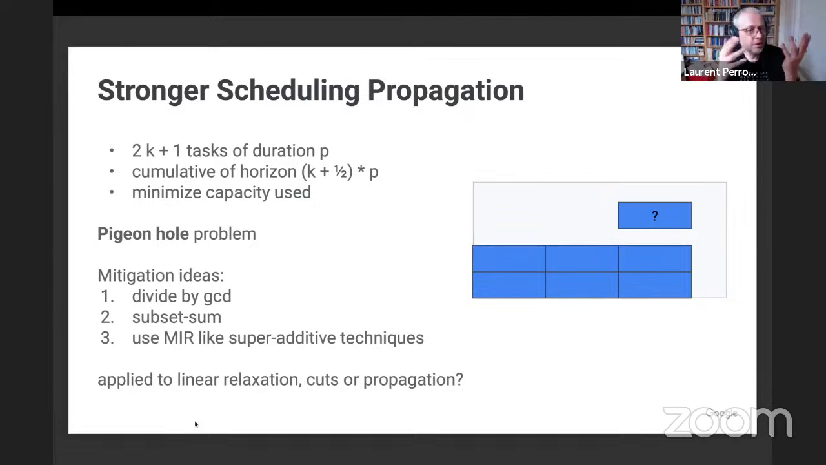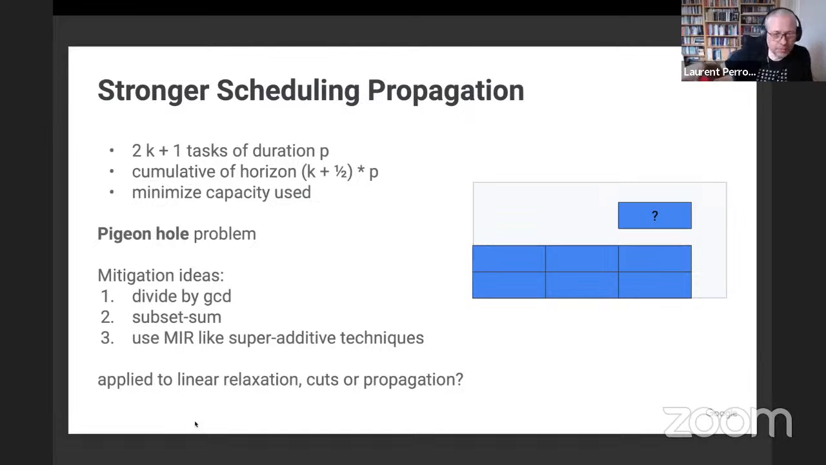And now you have a question, do I apply that to the propagation? Which could be very good. And I think that's what you need to do to be very good at single mode RCPSP or non-flexible job shop. But it's extremely expensive. You can look at GCD, but it depends on the data, and most likely it will not be useful. Or you can use MIR techniques, and that's where we are, and we don't know how to do better. I mean, we have some ideas, but it's a bit complex.